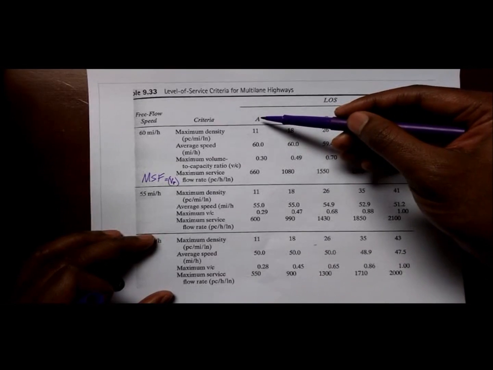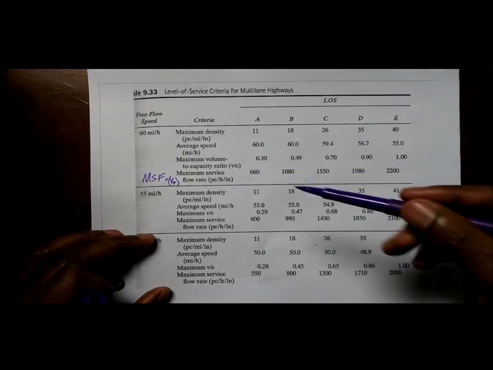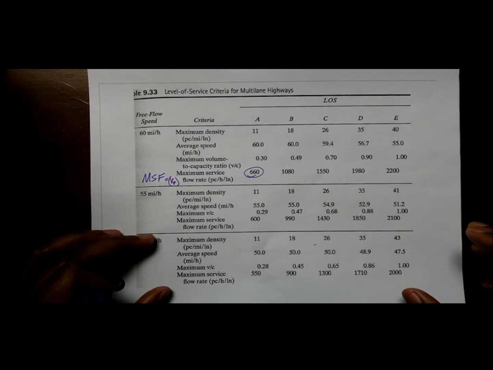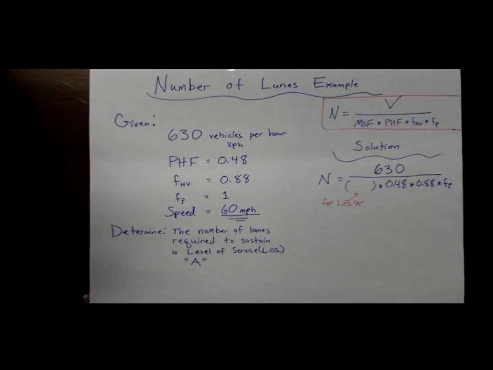So you can see here that level of service A and the maximum service flow rate to maintain level of service A is going to be 660. So I can go ahead and put that 660 right here.